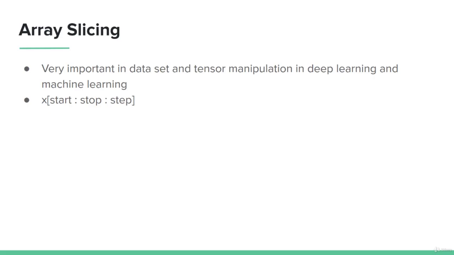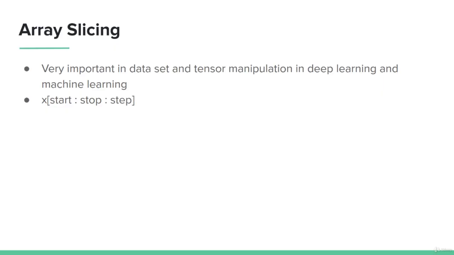So another concept we're going to study is that of array slicing. It is similar to the concept we have studied, and it is a very important concept when we're talking about dataset and tensor manipulation in deep learning and machine learning. So it's very important to learn the use and the application of this concept.